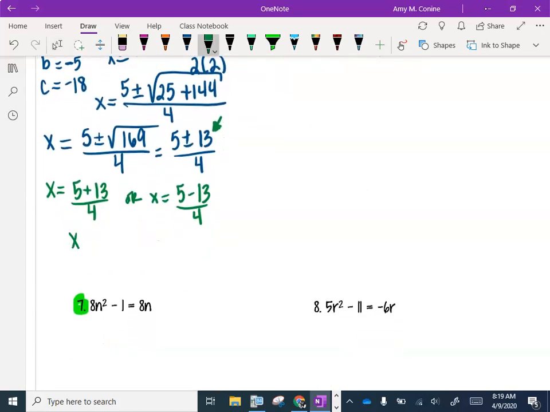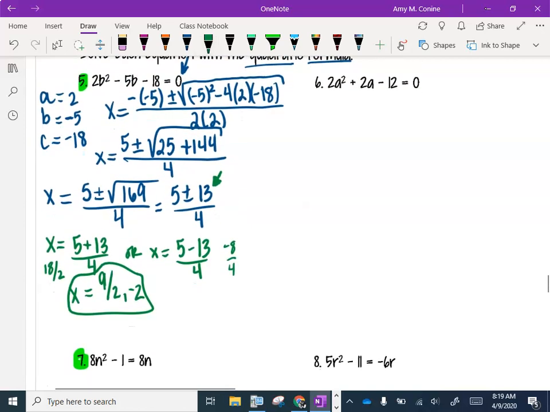So x can be, see, that's 18 over 4, which simplifies to 9 over 2. So 18 over 4 simplifies to 9 over 2. And then 5 minus 13, that's -8 over 4, so you could get a -2 here. So your two answers, your two real roots, are going to be 9 over 2 and -2. All right, so that's what it looks like. So we're going to do another one.